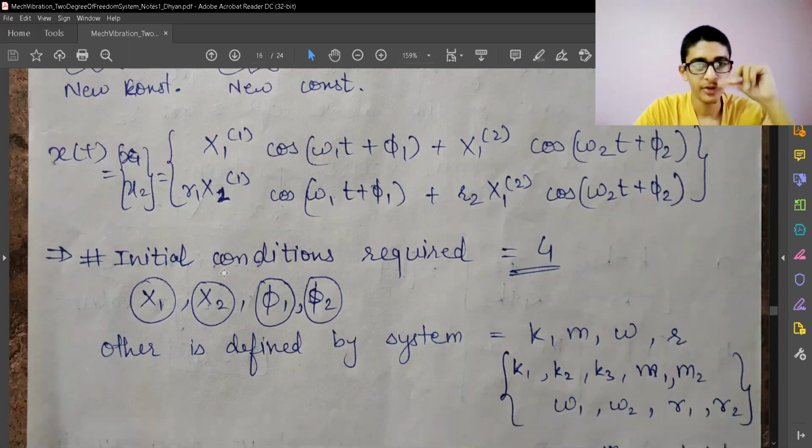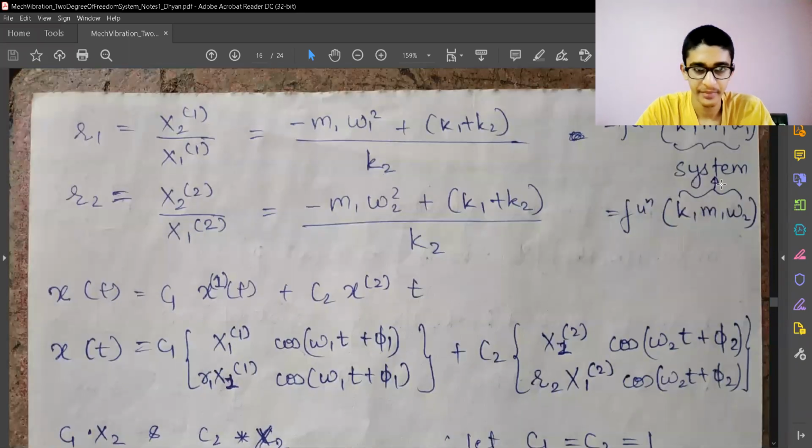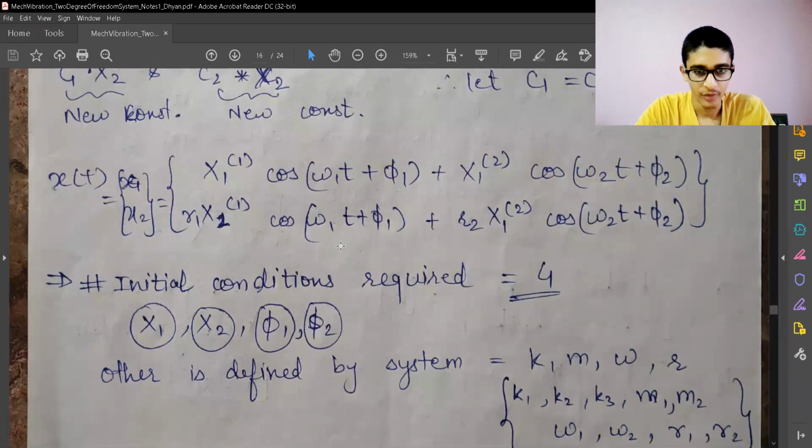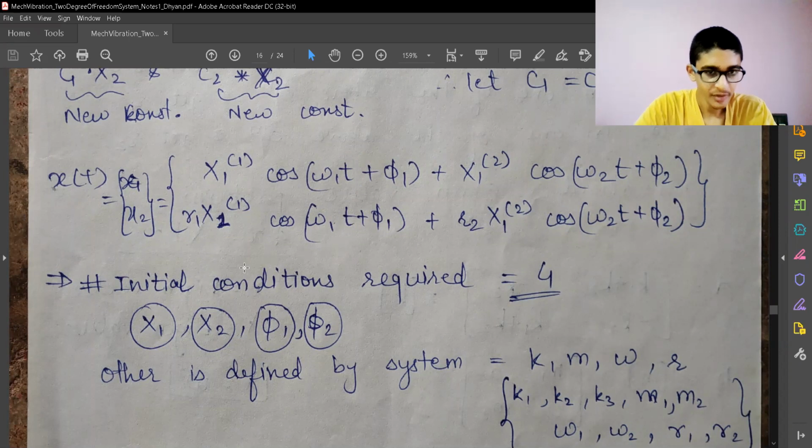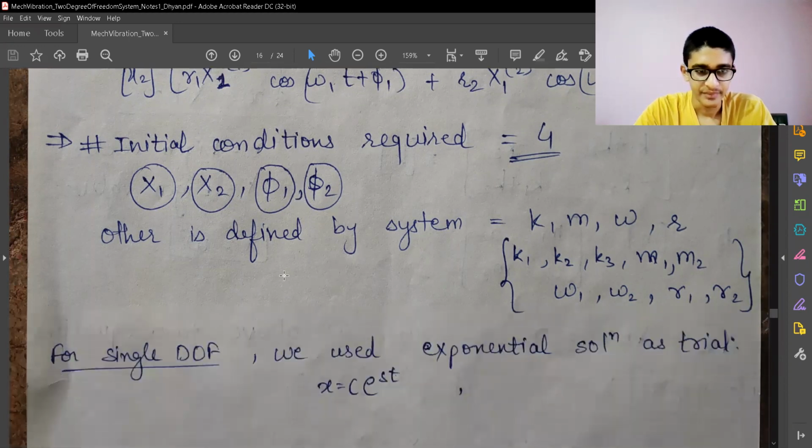So to get the exact or particular solution, we want to find the initial conditions, or the constants which remain. The constants are X1 and X2 and phi1 and phi2. This is because R1, as we have seen, depends on system parameters, which are already defined. Omega 1, which I explained earlier, is also dependent on system parameters. So the four unknowns remaining to us are X1, X2, and phi1, phi2. Others are all system parameters.